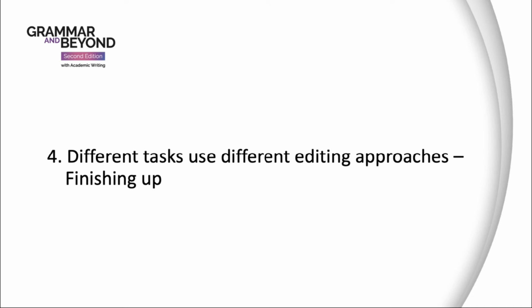And then finally, we want to look at different tasks that use different editing approaches. So I'm calling this part finishing up. So we've started out by getting started and looking at how we can organize information, how we get and organize information. Then we looked at the language, the vocabulary, and some sort of lexicogrammar, so grammar and vocabulary working together to accomplish different writing purposes. And now we're going to look at finishing up and using different editing approaches.